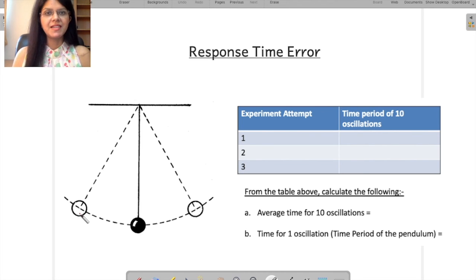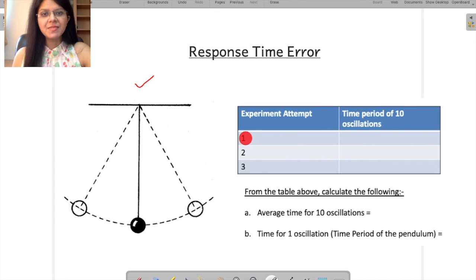The response time error is related to your time taken to respond to a particular event. It is a very common kind of error. So how do you avoid such a kind of error in this particular experiment? So what do you do instead? You do not time one oscillation because that will be quite quick. Instead, you time 10 oscillations.